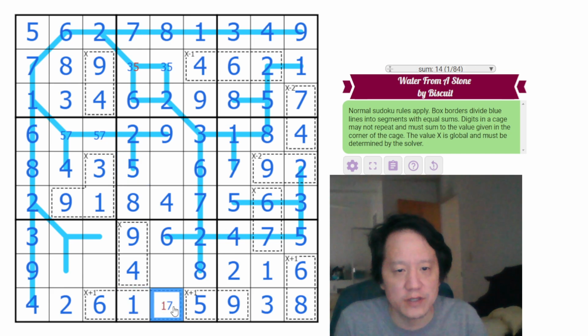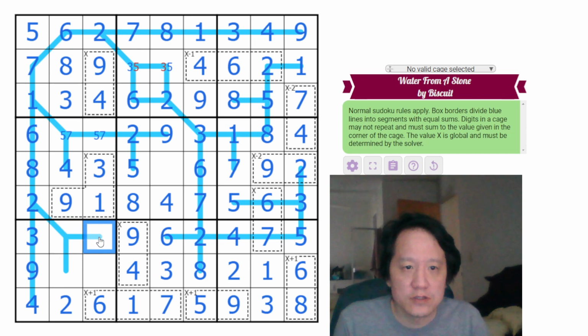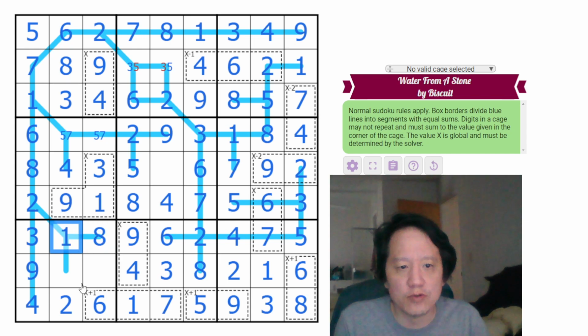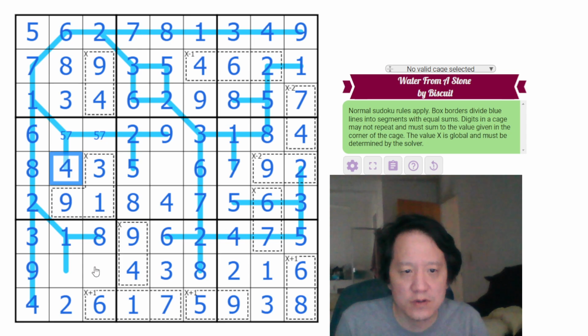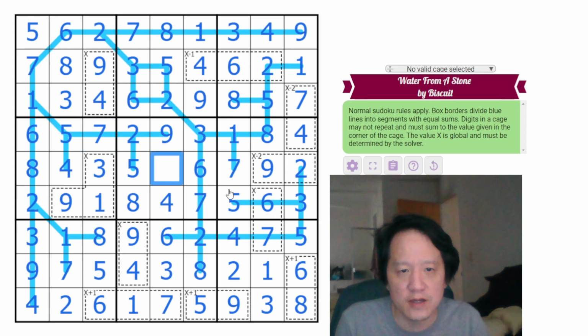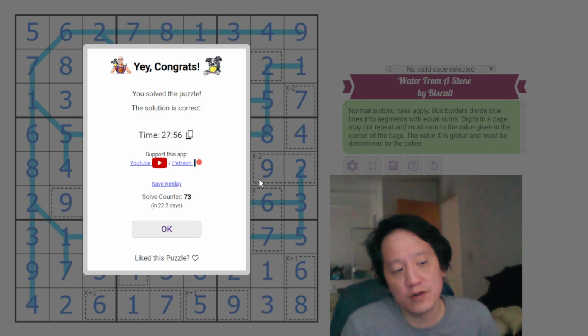So this is 1, this is 7, this is 3. We have 1 and 8. So this is 8, this is 1. This has to be 5 or 7. This is 3, this is 5. Oh, this has to add up to 16. So this is 7, this is 5. This is 5, this is 7, and 1. And that's the solution.